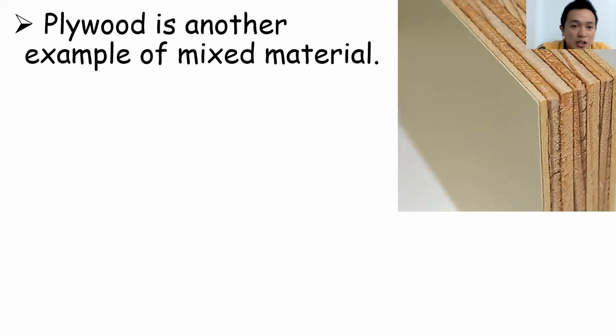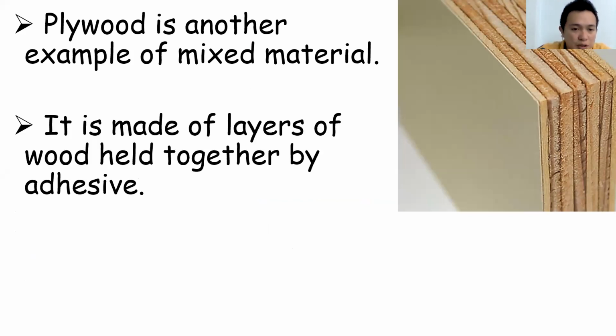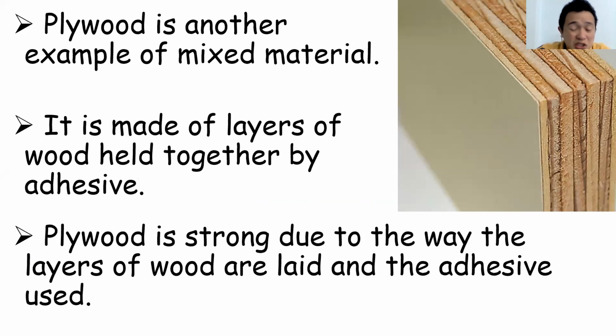So plywood is also another example of a mixed material. It is made of layers of wood held together by adhesive. Plywood is strong due to the way the layers of wood are laid and the adhesive used. See that? You can see that the wood is stronger as well.